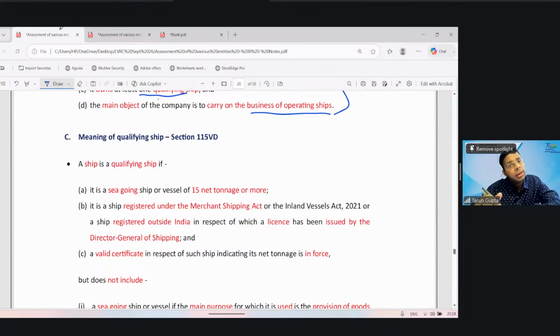Qualifying ship means a seagoing ship which has a net tonnage of at least 15 tons. So a seagoing ship or vessel of 15 net tonnage or less. The ship should be registered under the Merchant Shipping Act or Inland Vessel Act. Or if a ship is registered outside India, then it must have a license from the DG Merchant Shipping, Director General of Shipping.